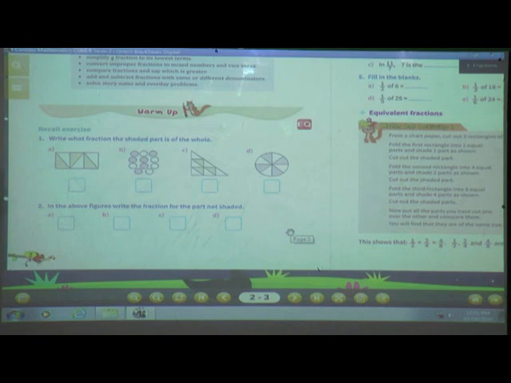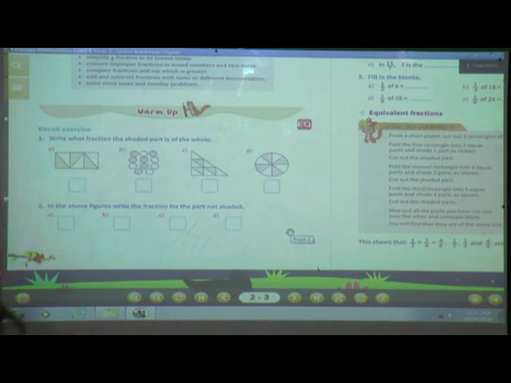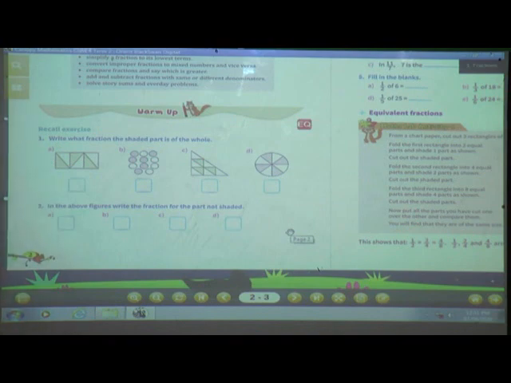Now what is the first question? Write what fractions the shaded part is of the whole. See, this is the whole. First, what you have to do? We have to write fractions. What fractions the shaded part is of the whole. See, how many parts are shaded, students? Can you see here? Rectangle they had given.